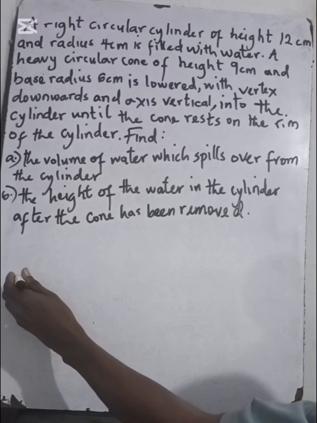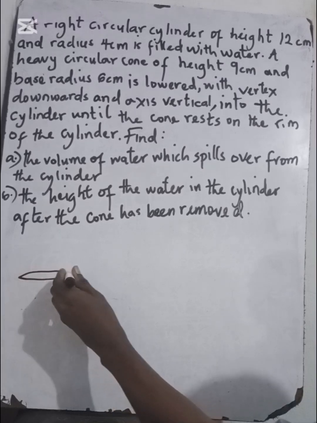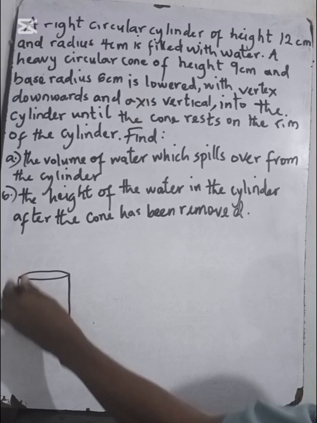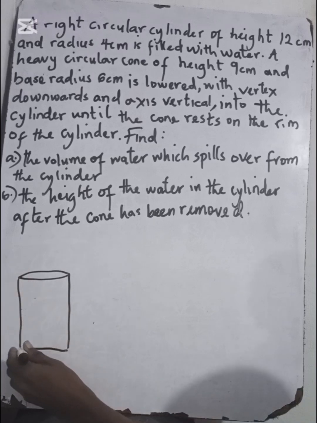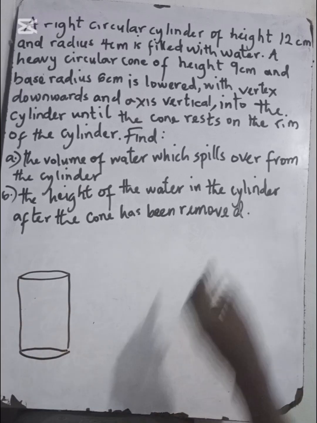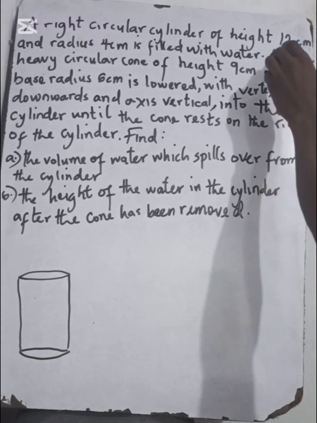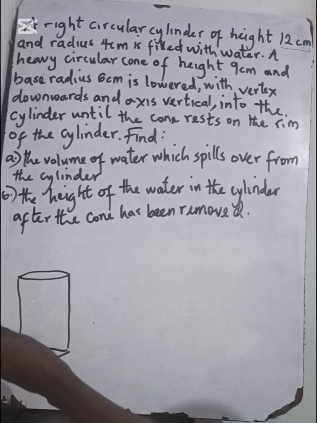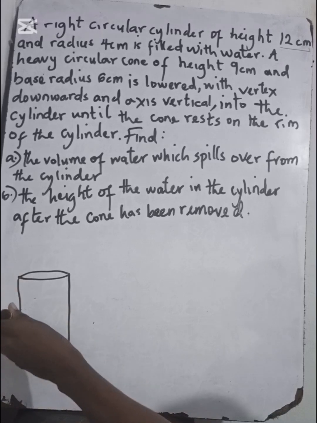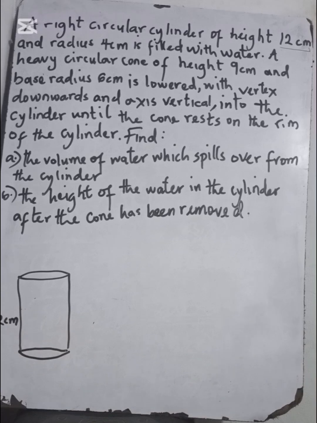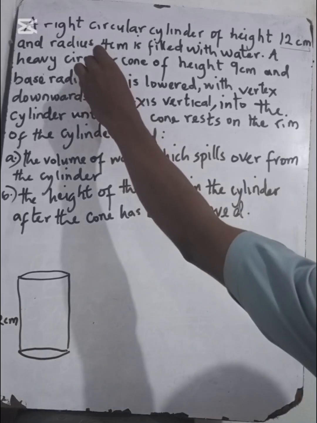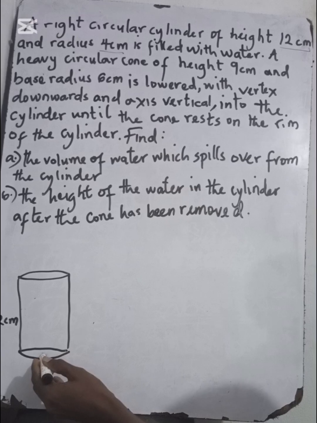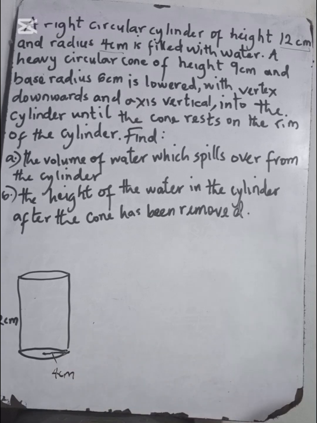We're having a cylinder, and the cylinder is of height 12 centimeter. That is, from this to this is 12 centimeter. And the base radius of that cylinder is 4 centimeter. So from this side to this side, we can label it 4 centimeter.